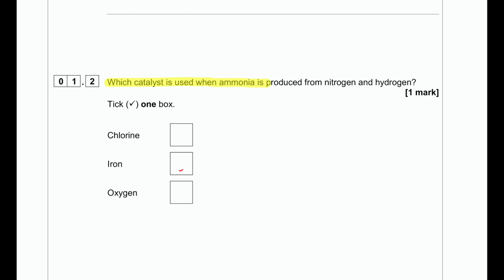Which catalyst is used when ammonia is produced from nitrogen and hydrogen? We can use the catalyst iron. Iron is a transition element, alright? It belongs in the D block of the periodic table, and most of the elements in that particular block basically act as catalysts. However, chlorine and oxygen are gases, so we can easily say that they are not the catalyst.